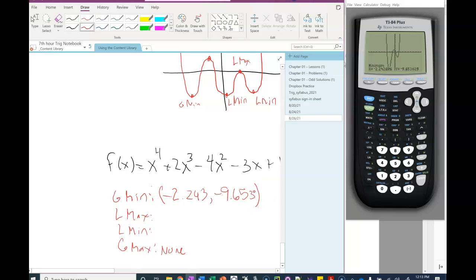Everybody okay with that? Let's do the same thing to find the global maximum, or I'm sorry, the local maximum. So to do that, I'll press second and that trace button once again. But this time, since I'm looking for a local maximum, I'm going to choose the maximum command. It's going to ask me for a left bound, so somewhere over here is where I want it. So I'm going to move my cursor over there. That looks good. Press enter. And then a right bound, so I want somewhere over here.